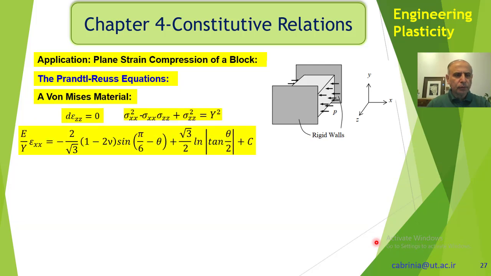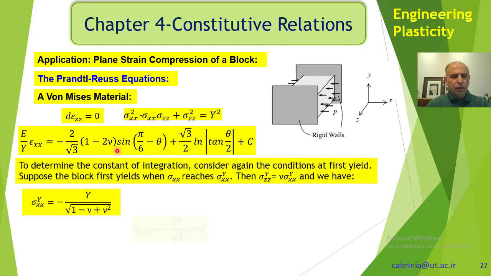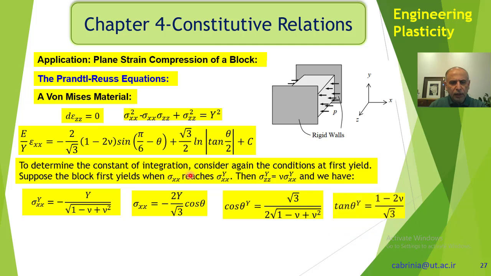Let's have a look. d epsilon ZZ equal to 0. We had this before. We integrated this. So we have to determine the constant c. Now to determine the constant of integration, consider again the condition at first yield. What does it mean, first yield? First yield is a common point between the elastic and plastic boundary. As soon as the elastic ends, the plastic starts. So that is the boundary between the elastic and plastic. So we call it first yield.